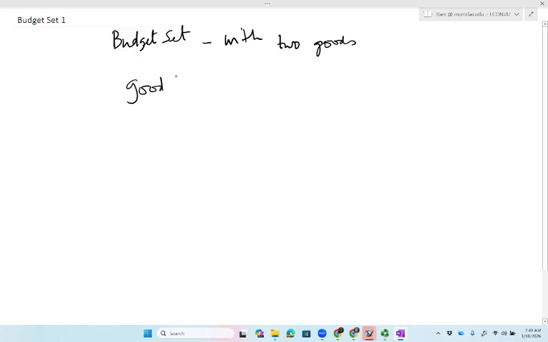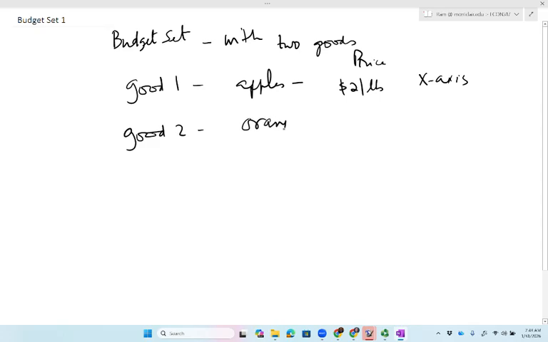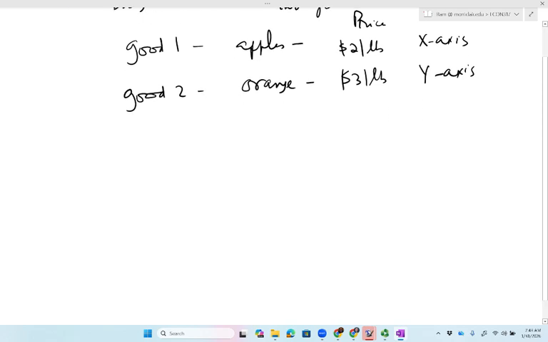Good one, apples. Its price is given by $2 per pound and we will show it on the horizontal axis. Good 2 is the orange. Price is $3 per pound and we will describe it on the y-axis.